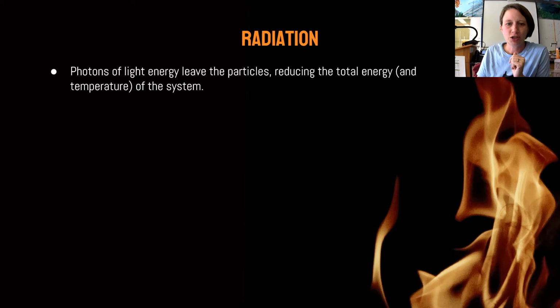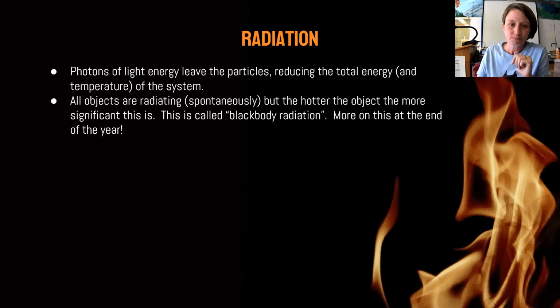So in the process of radiation, what happens is little photons, which are pieces of light, are going to leave the particles in one of the systems, and that actually reduces their total energy and their temperature. All objects radiate, which is part of the reason it's really hard to make a closed system for energy. All objects spontaneously are radiating out photons of light all the time. Light is coming out of everything all around you at every moment of the time. But the hotter the object is, the larger the amount of energy that leaves by this mechanism is. This is known as black body radiation, and we're going to talk about it a lot more at the end of the year.